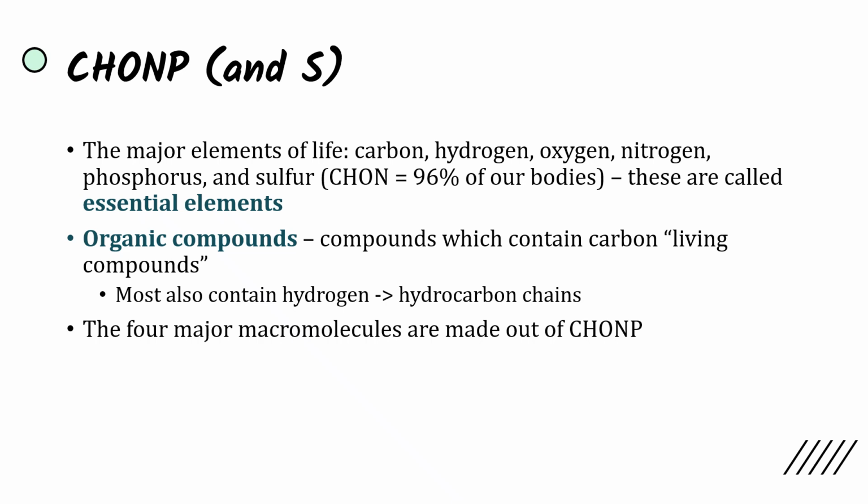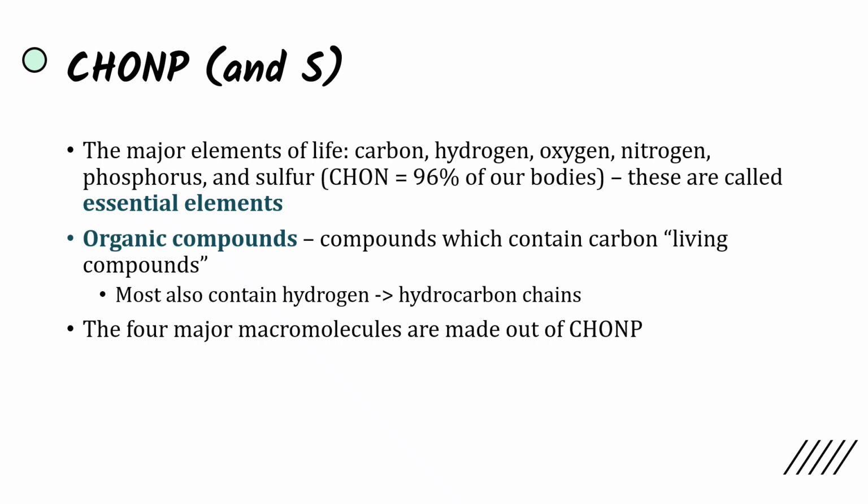So, the major elements of life are carbon, hydrogen, oxygen, nitrogen, phosphorus, and sulfur, otherwise known as CHOMP and S. And the CHON portion, carbon, hydrogen, oxygen, and nitrogen, makes up 96% of our bodies. And these elements are called essential elements because they're essential to our survival.